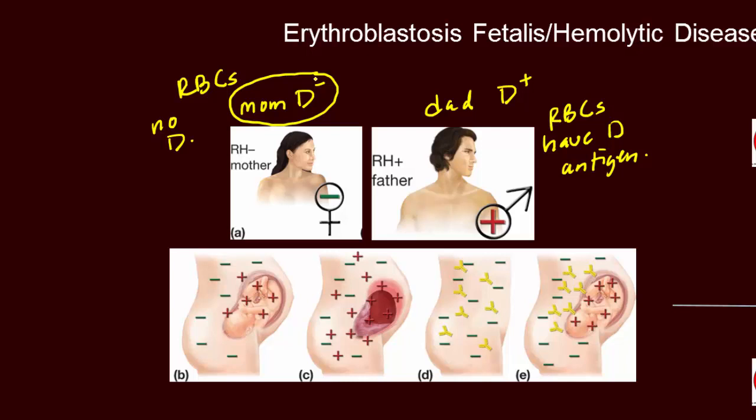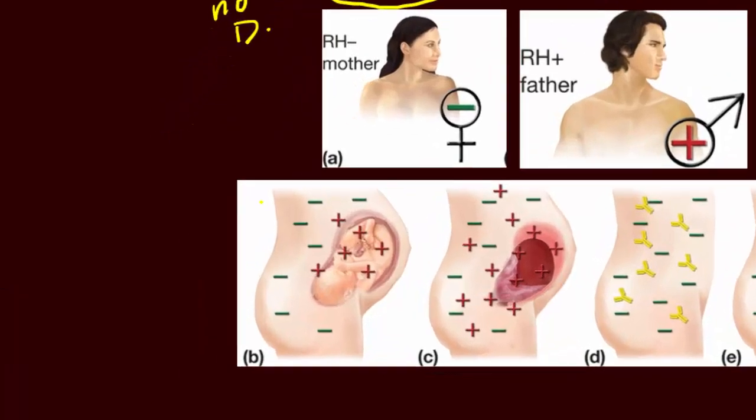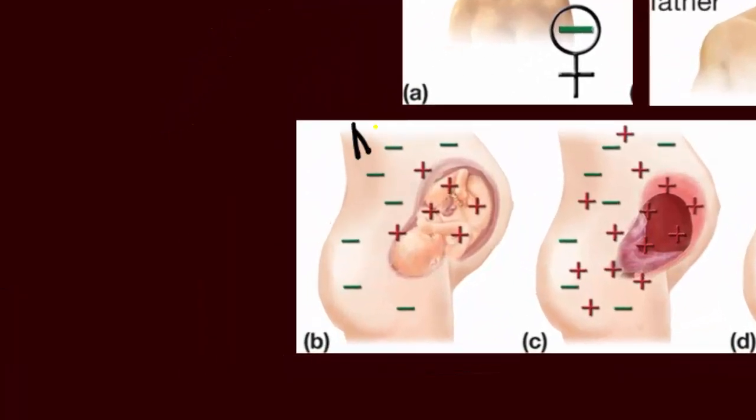So mom and dad have a child, okay? And we can see that in this pregnancy picture here, this is mom right here. And all these negatives indicate that mom is D negative, okay? However, mom's baby is D positive, and that is indicated by these positives.